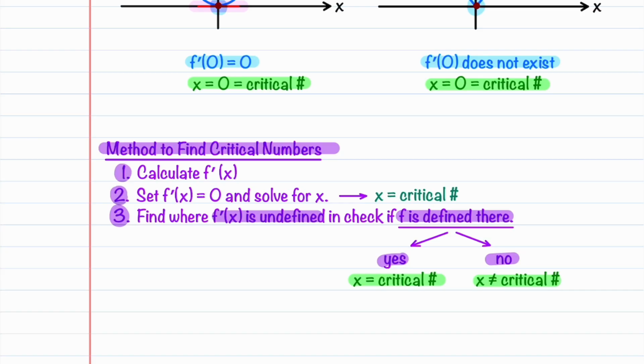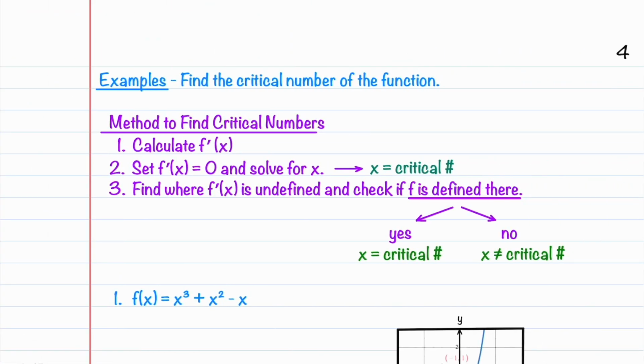We're going to walk through some examples so you can see exactly how this works. We're going to walk through some examples where we are going to find the critical number of a given function. I've written down a method that we can follow just to make things easier.